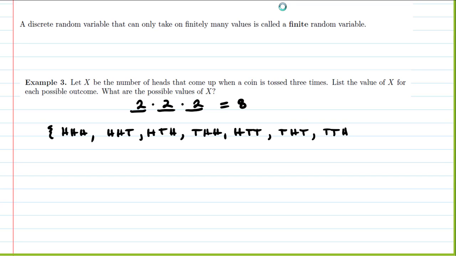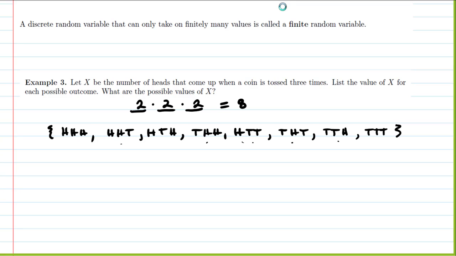So that was no tails. This was all of our 1 tails. This is the way we could do 2 tails. And then lastly, 3 tails would be tails, tails, tails. So let's see, 1, 2, 3, 4, 5, 6, 7, 8. We've indeed listed all of them.